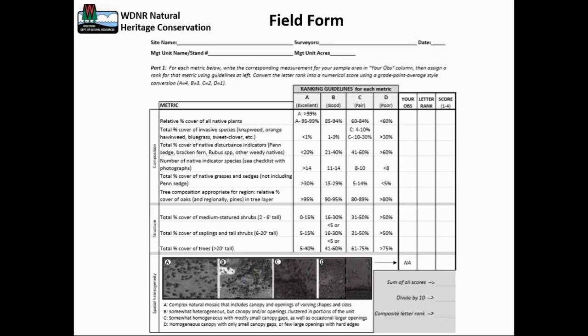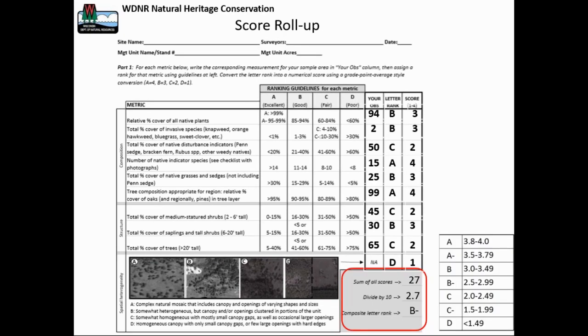So we put all of these metrics together onto a single page field form. And again, it looks just like it did in the presentation, where the metrics are in a column on the left, and then the ranking guidelines, those criteria, the A, B, C, D aspects of integrity, are included for each there also. And what you would do is go out, ideally with two people, and you would note your observation in the your obs column.